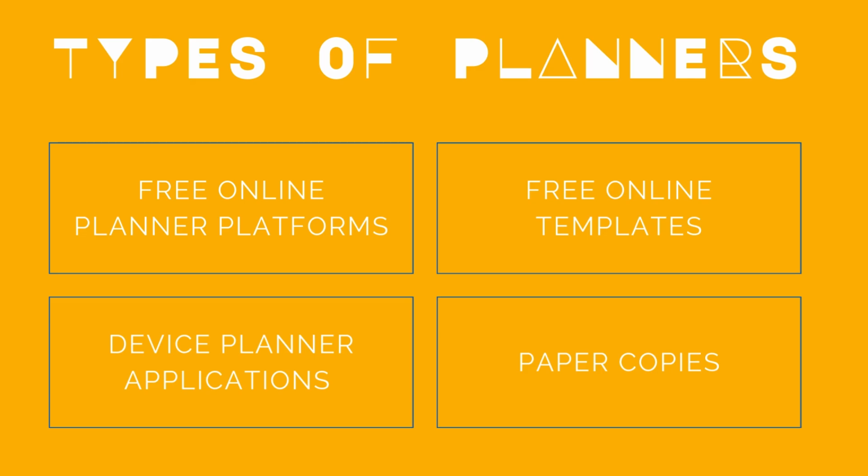You are off to a new start on this new semester of the school year, and you have all different kinds of dates and assignments that you need to keep track of. One of the best ways to do this is to utilize a planner that fits your workflow. You can find free online planner platforms, free online templates, or download device planner applications, or even walk into a store and pick out a paper copy. Whatever works best for you and the way that you like to get organized, make sure that you utilize this to help you be successful this semester.